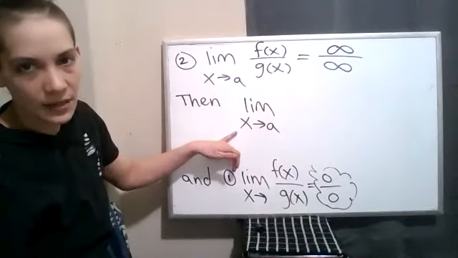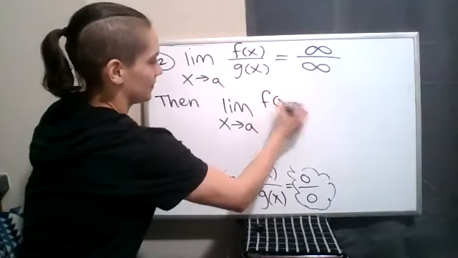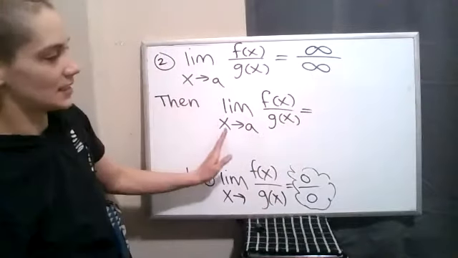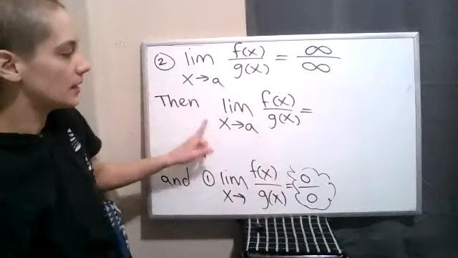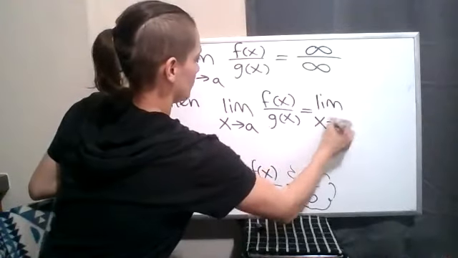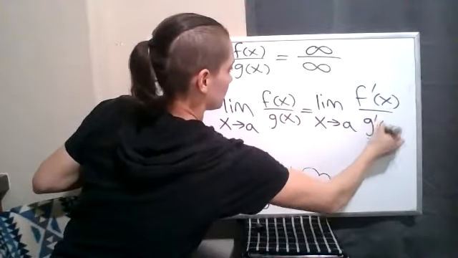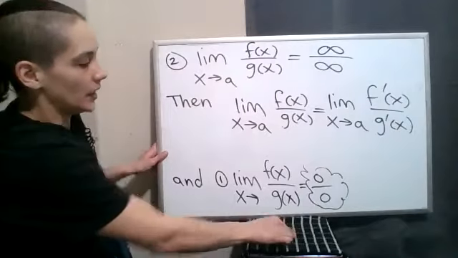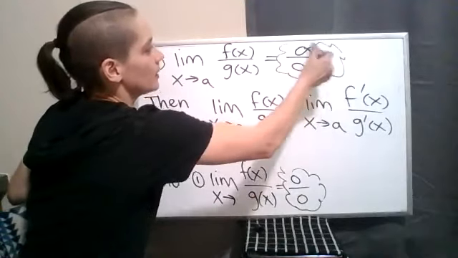You can take the limit as x goes to a of f of x over g of x, and take the derivative of the top, take the derivative of the bottom, and this is all equal to the limit as x goes to a of f prime over g prime. Okay, so again, this is when you have 0 over 0 or infinity over infinity.